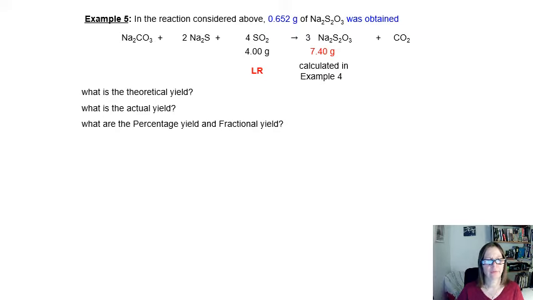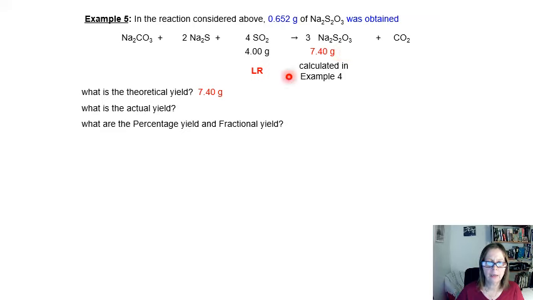Therefore, example 5. In the reaction considered previously, we now have obtained 0.652 grams of sodium thiosulfate. Remember in example 4, we had calculated for that reaction that 4 grams of sulfur dioxide, which was our limiting reagent, would give us a maximum of 7.4 grams sodium thiosulfate. So what is the theoretical yield here for this reaction? It's what we calculated was the maximum amount of sodium thiosulfate we could get.